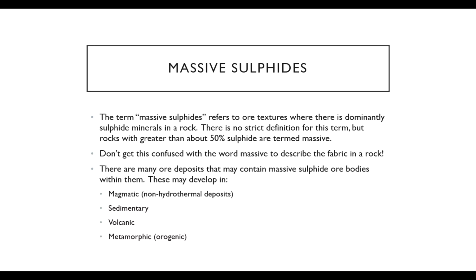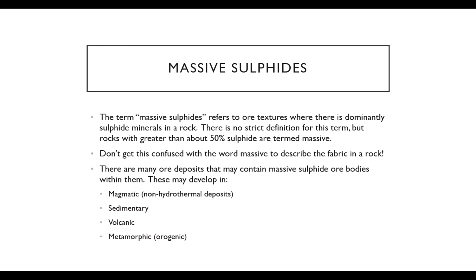So it refers to ore textures where there's dominantly a sulfide mineral, and it's quite pervasively present. Some people might say greater than 50%. Anyway, it's neither here nor there, but you'll commonly hear things like massive sulfides. And of course, they're quite common in things like volcanic massive sulfide deposits, surprise, surprise, where you get a significant amount of sulfides within the deposit.